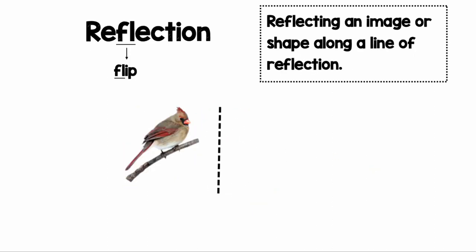Our last transformation that we're going to talk about is reflection, or to flip. So the FL in reflection can help you remember FL in flip. So reflecting an image or shape along the line of reflection. So right here I have a female cardinal, and this dotted line right here represents the line of reflection. So what's going to happen is going to be a mirror image of the cardinal. So just like that. The cardinal has been flipped along that line.